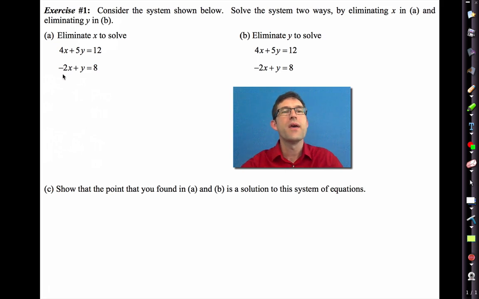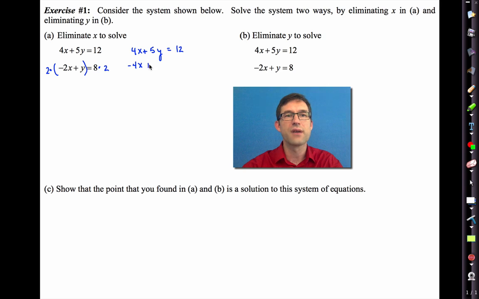So let's jump in. Now, if I want to eliminate x in this problem, then really what I want to do is add the two equations together and have the x's cancel. But the only way that's going to happen is if we have additive opposites. So right now we have a 4x here, and we have a negative 2x there. So what I'm going to do is use a property of equality, and multiply both sides of this equation by 2. Now what that's going to do is it's not going to do anything to the first equation. I haven't changed that at all. But it's going to make the second equation into negative 4x plus 2y is equal to 16.